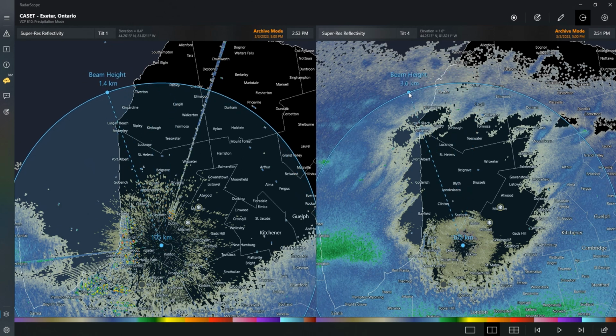We have these echoes at higher levels, indicated here. RadarScope suggests 3.6 kilometer beam height. The lower tilt is probably closer to 1.4 kilometers. The higher one has echoes, the lower one does not. So somewhere between 1.4 and 3.6 kilometers, we have precipitation evaporating or sublimating.